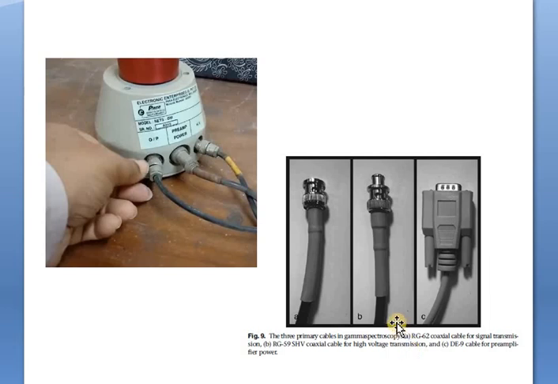Now you see in nuclear spectroscopy, for just giving normal bias voltage or taking the input or output signal, the cables are quite different, and also for high voltage the cables are different. We are just showing you here the three different types of cables. Now this connector is for the preamplifier power.